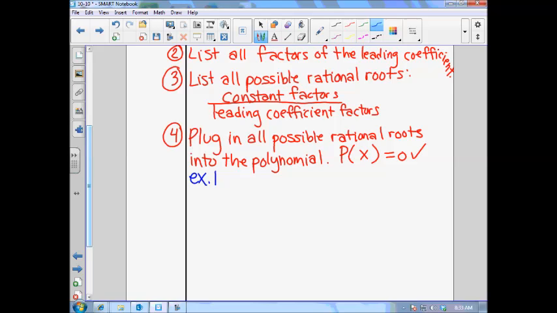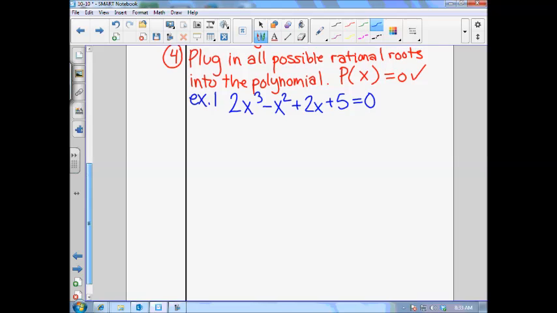Okay, example 1. Our first polynomial is 2x cubed minus x squared plus 2x plus 5 equals 0. So it's a polynomial equation because it has an equal sign, makes an equation. And we want to know, when does it equal 0? Right? Because if it equals 0, then it's a root, which means that's a point on the graph that crosses the x-axis.